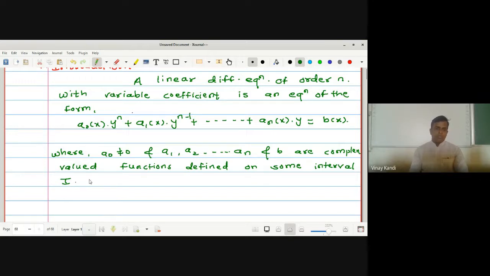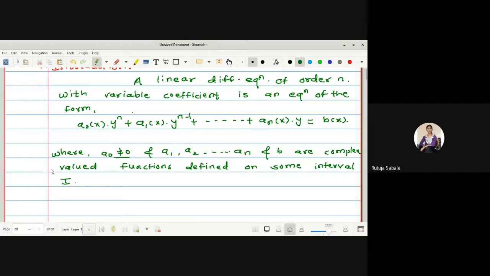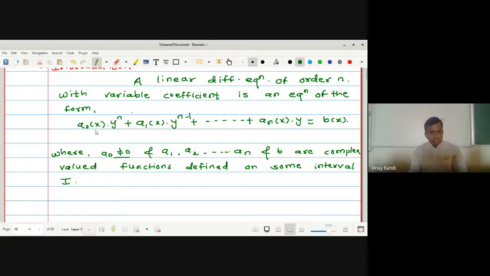What happens if a0 is equal to 0? Tell me what happens if a0 is equal to 0. It becomes a linear differential equation of order n minus 1. Okay, very good. If a0 becomes 0, then this is a linear differential equation of order not n but n minus 1, with variable coefficients. That's why we have taken a0(x) not equal to 0, and a1(x) up to an(x) and b(x) are complex valued functions defined on some interval I. Okay, understood?